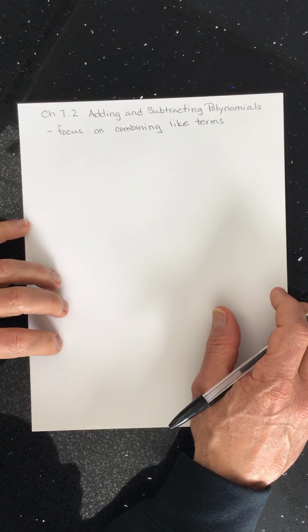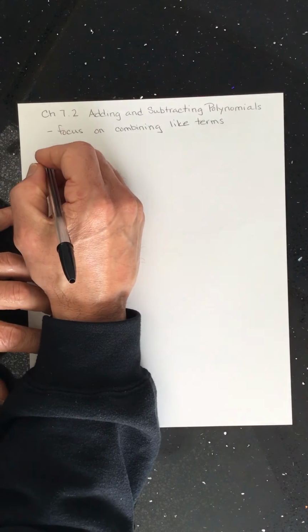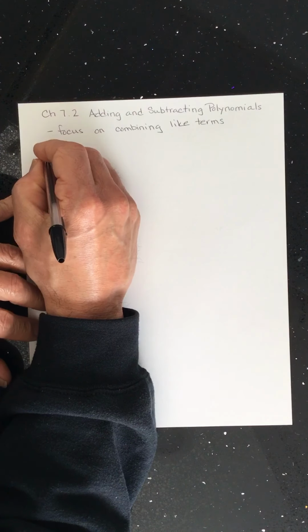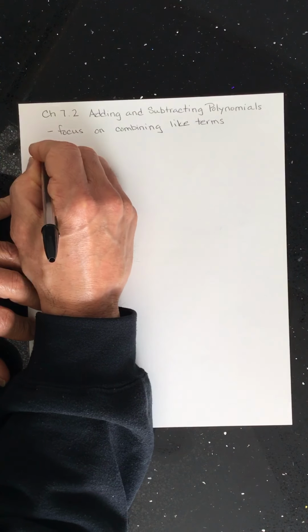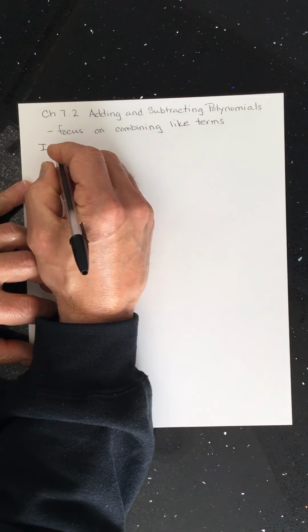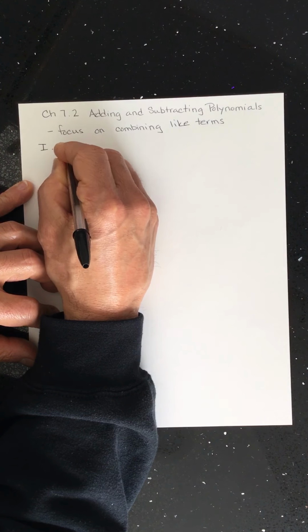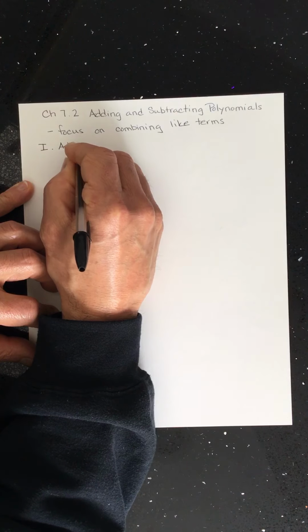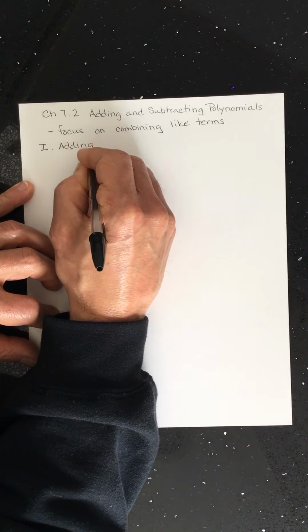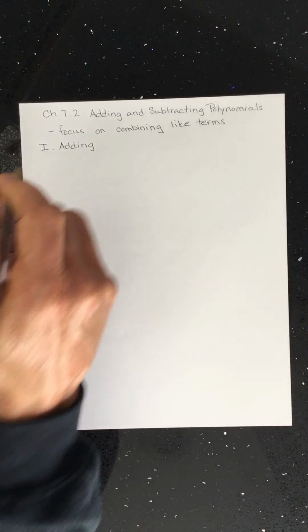Chapter 7.2, Adding and Subtracting Polynomials. What I want you to remember when we're working on this is that you want to combine the like terms, okay? From book to book, this will change in terms of how they present the problems to you. We're going to do adding first, by the way.